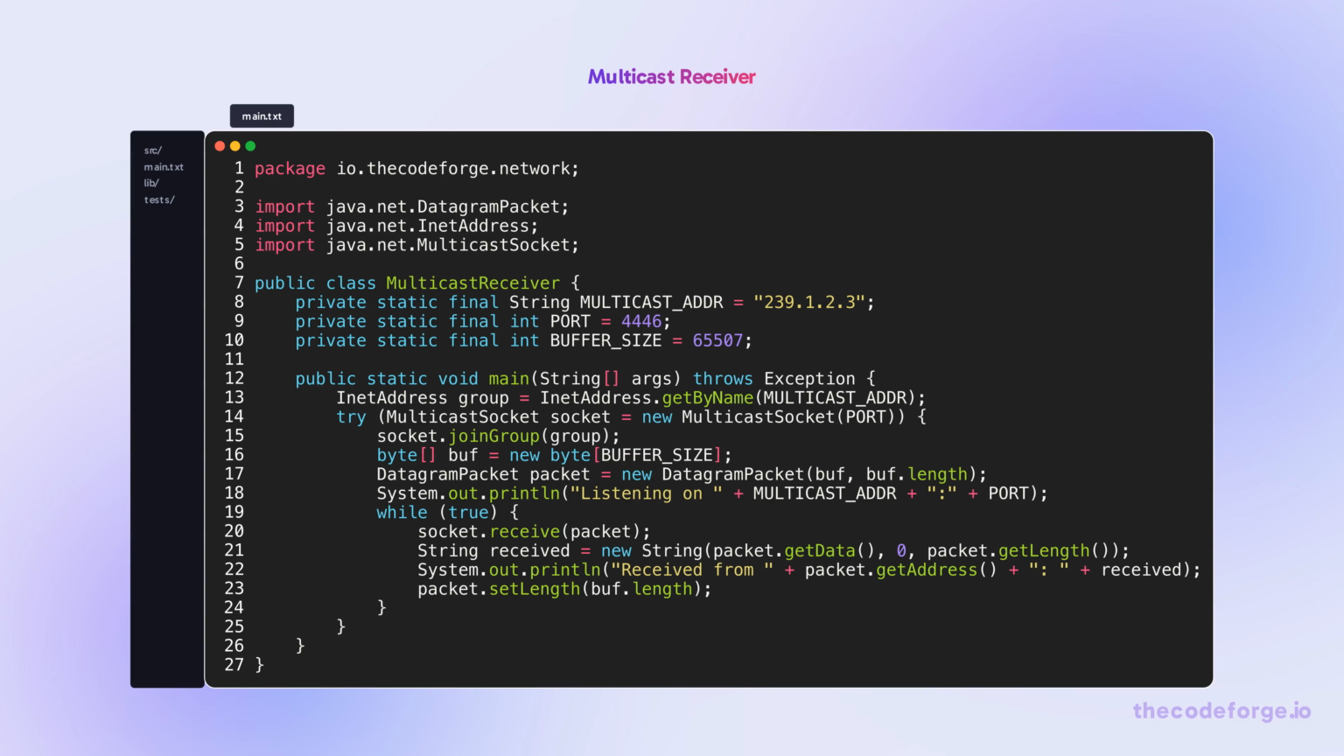Here's a Java receiver that joins a multicast group and prints incoming datagrams. If you're running this in production, make sure your network infrastructure supports IGMP snooping. Otherwise, every multicast packet floods all switch ports, and that kills performance.